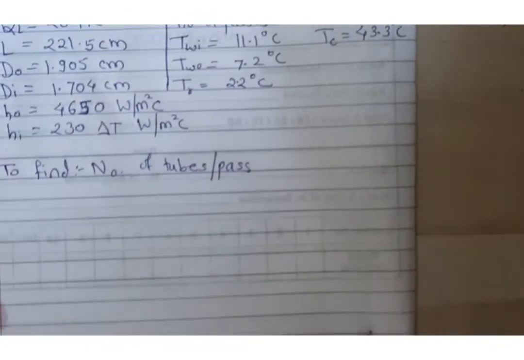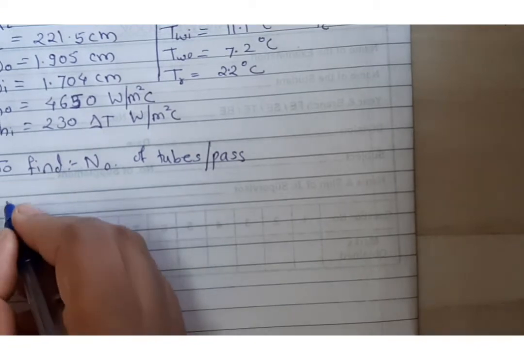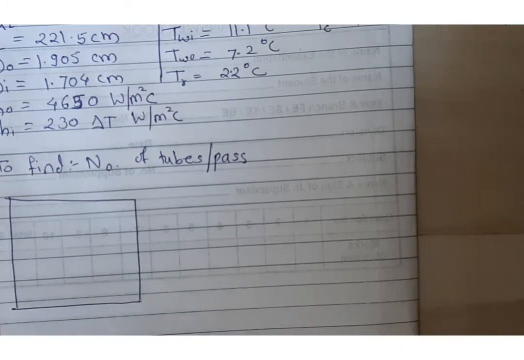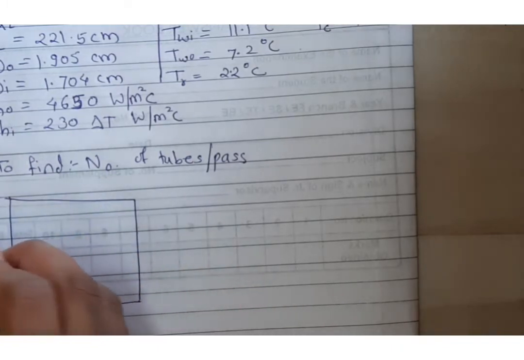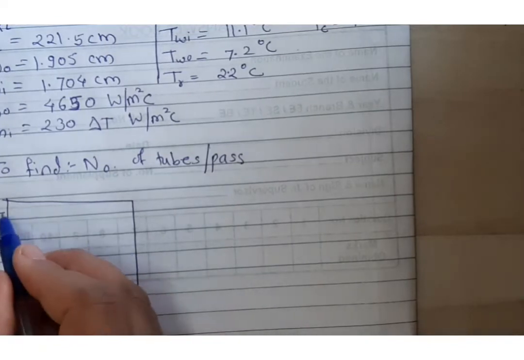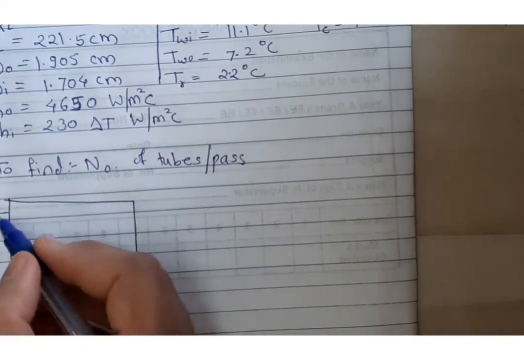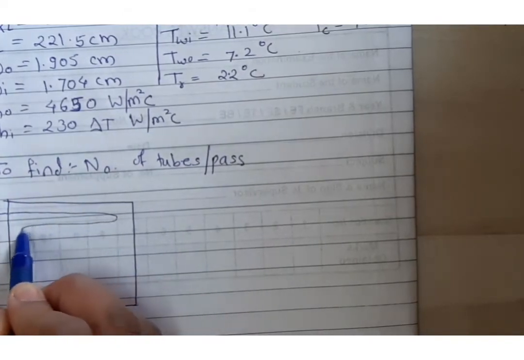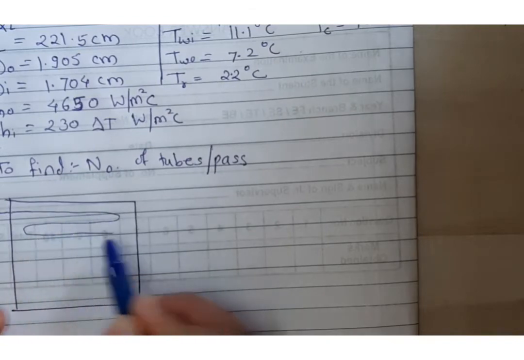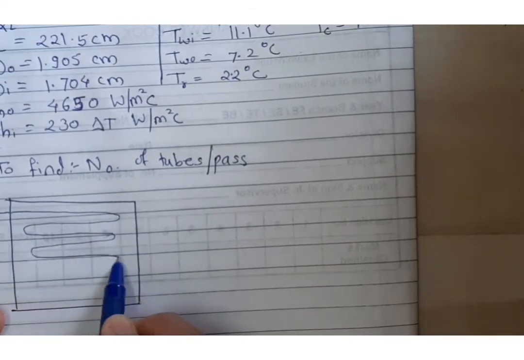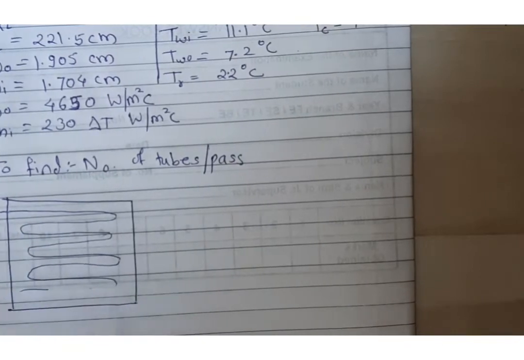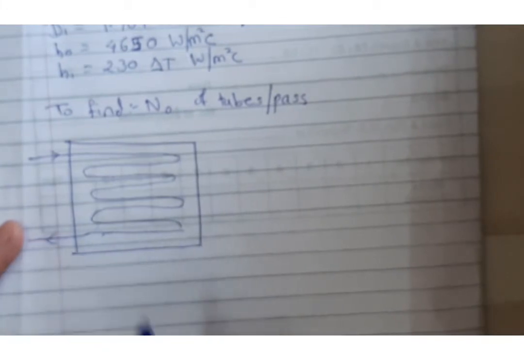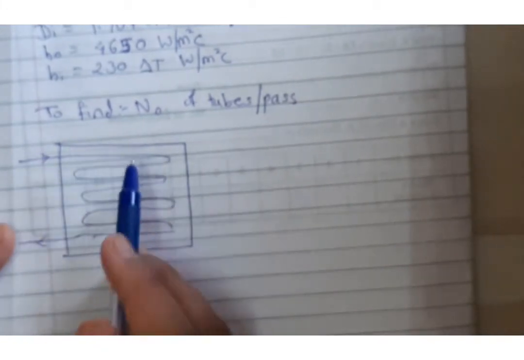Let's understand first what the system is. So let's say this is your refrigerant evaporator chamber, and here is the entry of the refrigerant, and that tube is going to pass 8 times like this. So 1, 2, 3, 4, 5, 6, 7 and 8, and then it is going to come out. So one tube is going to pass 8 times.